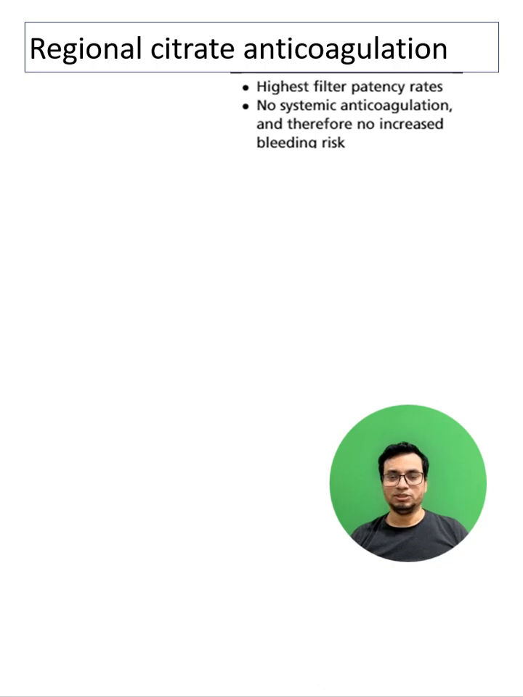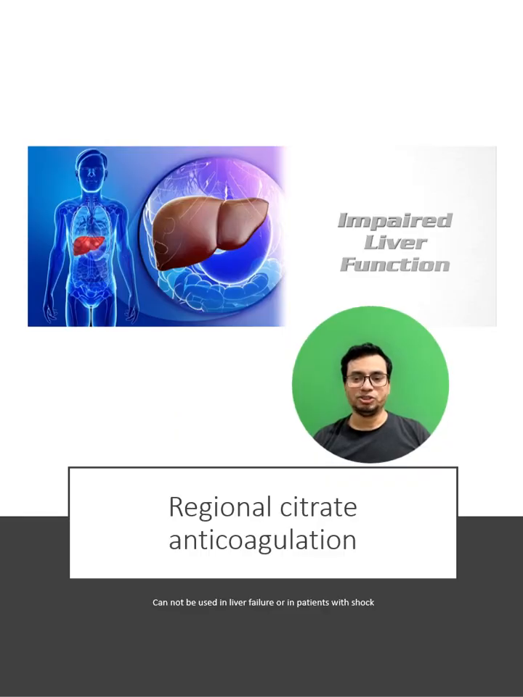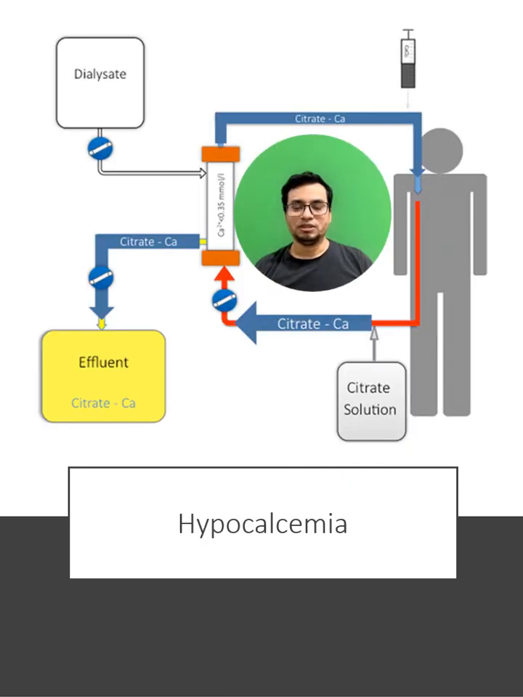The risk of systemic bleeding is minimal with this technique, and here citrate solution is infused into the bloodline immediately before the filter, thereby chelating the calcium. And the citrate is metabolized to bicarbonate in the liver. Because citrate is principally cleared by the liver, in patients with impaired liver functions or shock, citrate will accumulate and will result in high anion gap metabolic acidosis. And also there is problem of hypocalcemia because of systemic calcium chelation.